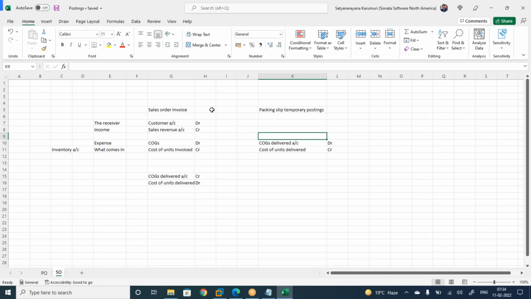So this postings, as I told you, frankly, without this knowledge also, there are many people in the market who are learning and working as finance consultants without having this knowledge. But I don't want my students to be like that. I want my students to be very much perfect on financial postings.